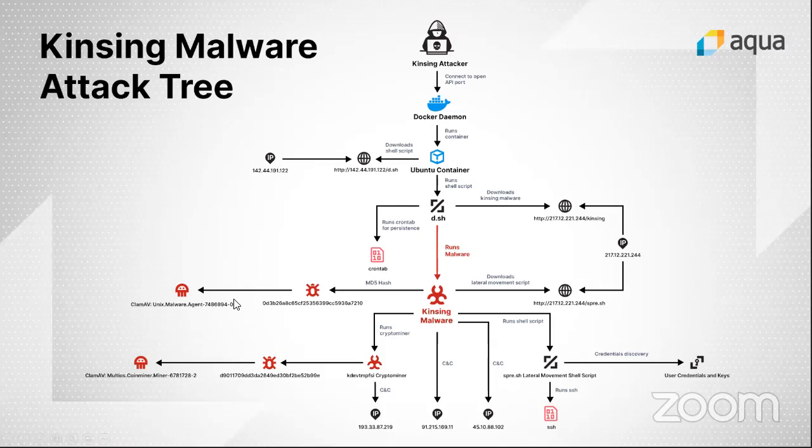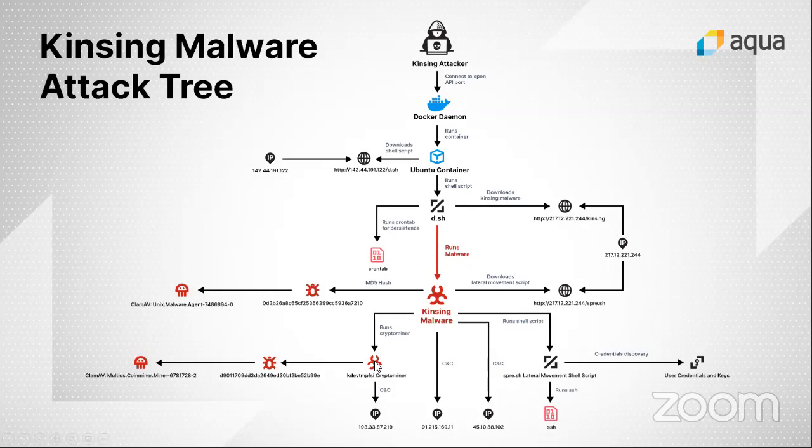It also downloads a lateral movement script, which means that not only is it happy about infecting a container, it starts finding a script to work out what the next machines and the next containers to infect are going to be. And not being happy with that, it decides to run a crypto miner because, hey, resources are there to be used. So it runs a crypto miner and then starts communicating back home with command and control.